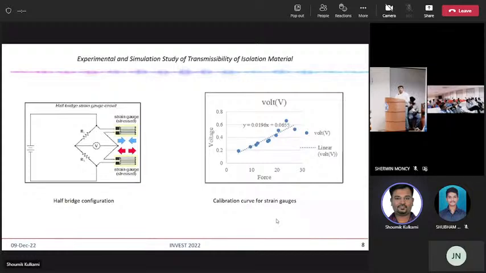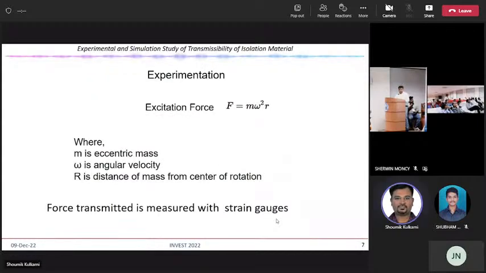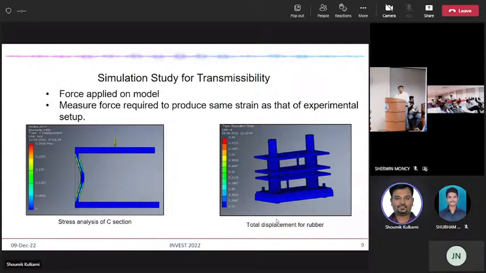So we first calibrated that. We applied a known force so that we would get a change in voltage, and then we plotted the graph you can see on the right. We tried to match the line from those points, because experimentally it is not possible to produce that vertical line. That was all the experimental part, and then we tried to match those values with the simulation part.